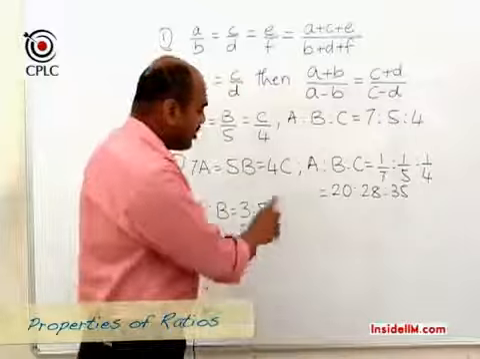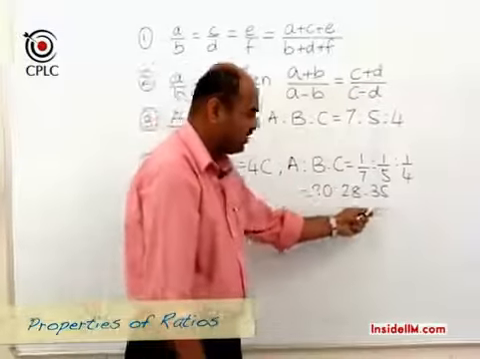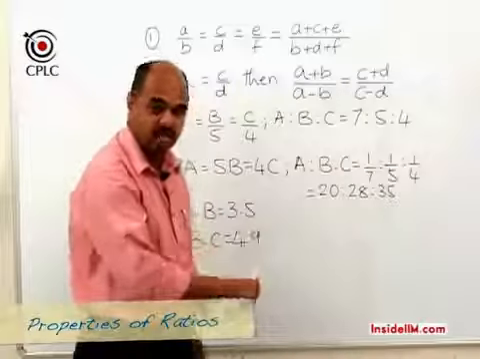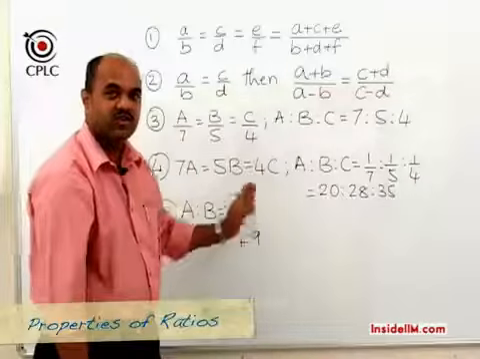And similarly for C, if I cover this, then 7 into 5, which is 35, becomes the value corresponding to C. Now when you use this method, it is possible that the ratio that you obtain here may not be in the least possible form. There may be something common which you can just cancel off and hence express it in terms of the least possible form.